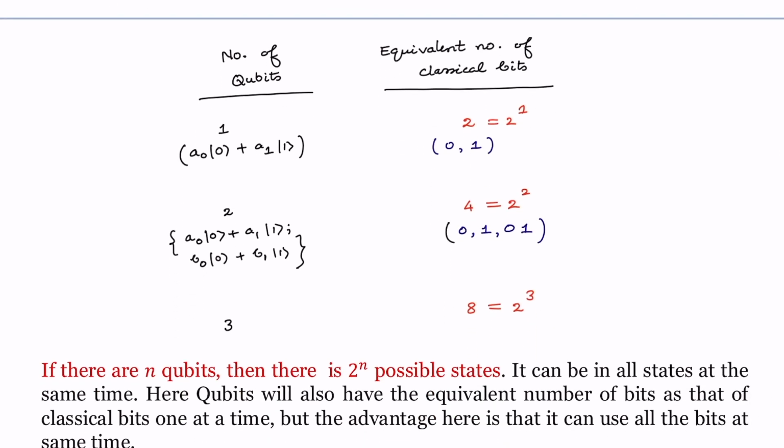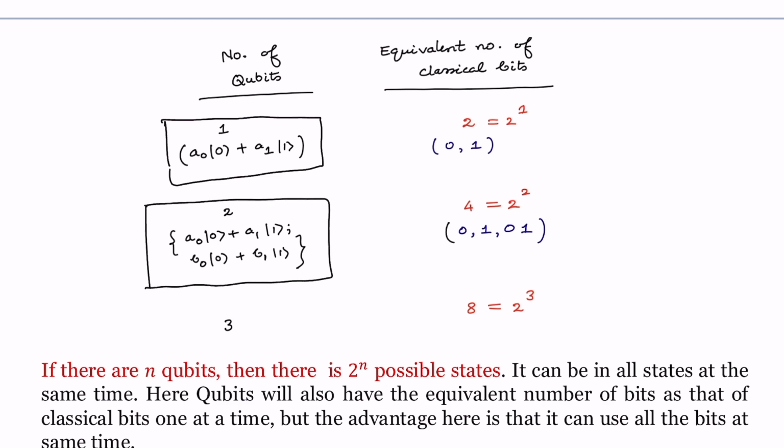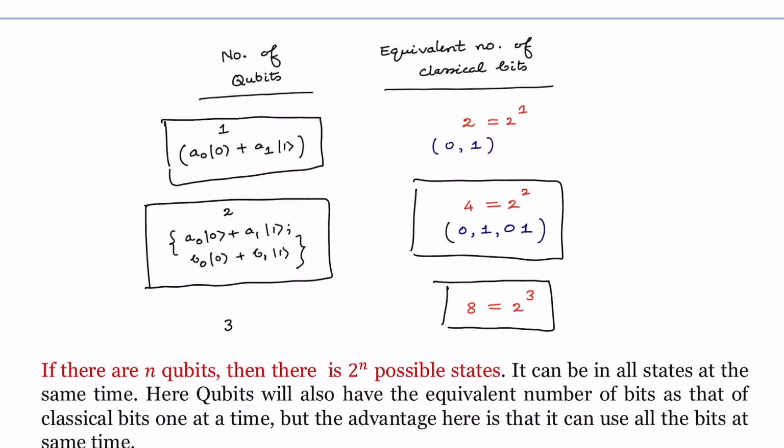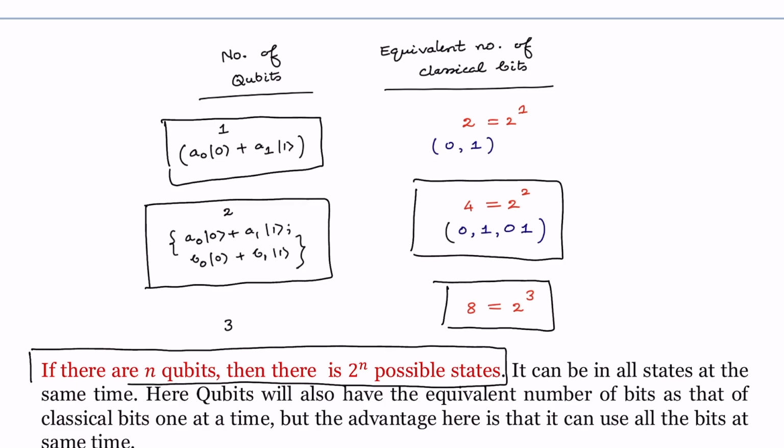Now coming to these qubits, suppose we have just one qubit, the equivalent number of classical bits is going to be 2, because 0 and 1. And if we have 2 qubits, that means the classical bits is going to be 4. Similarly, if we have 3 qubits, then the number of classical bits is going to be 8, and if we have n qubits, then the number of classical bits is going to be 2 to the power n. So if there are n qubits, there are 2 to the power n possible states.